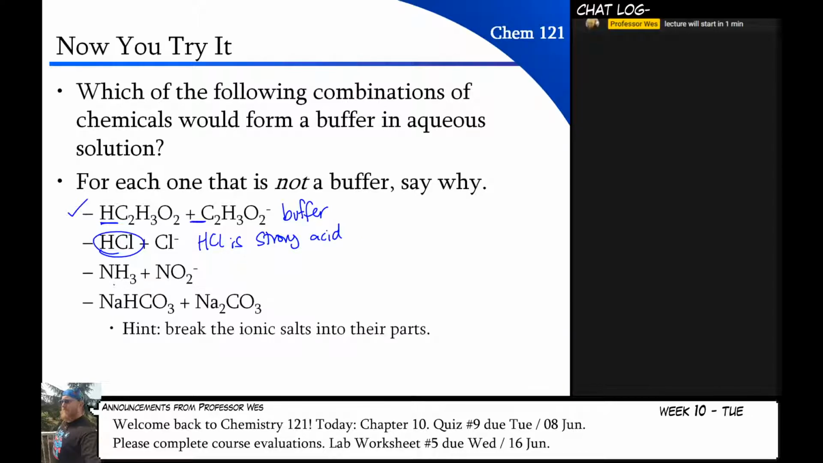What about the third one? Well, these aren't conjugates of each other. They are weak acids and bases, but they're not conjugates. Instead, this makes a salt, which is no good. You don't want salt.